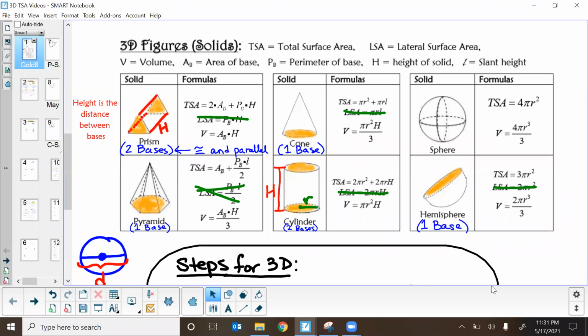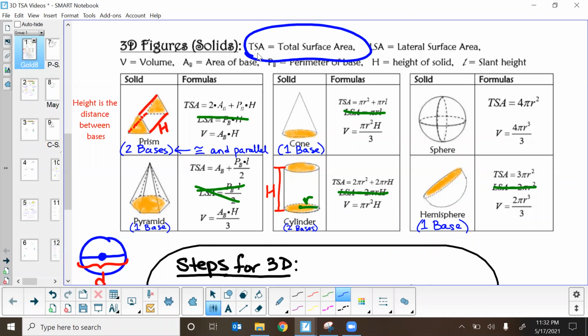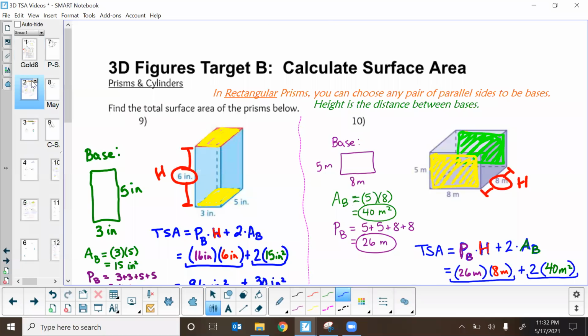Okay, so these videos are for learning how to do total surface area, which is the TSA. So it's the area outside the 3D figure. Some examples: when you have a rectangular prism, you can choose any pair of parallel sides to be bases.